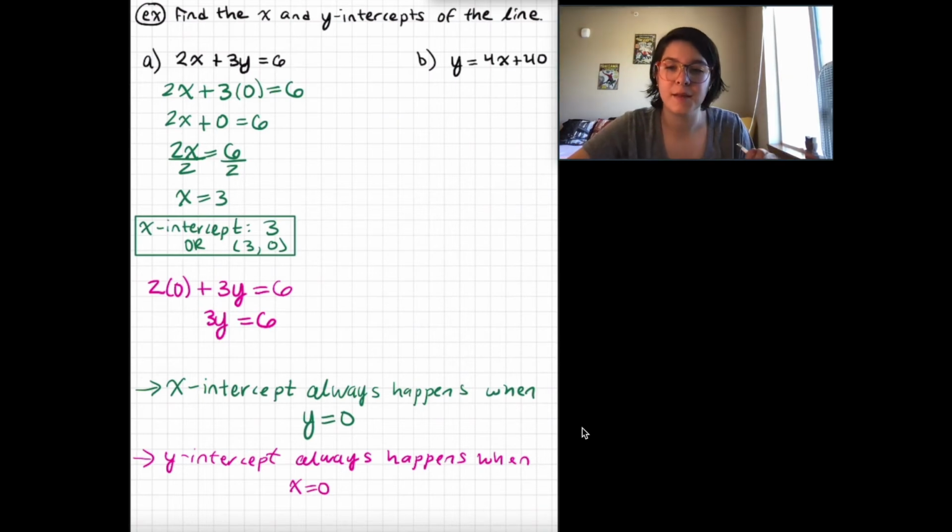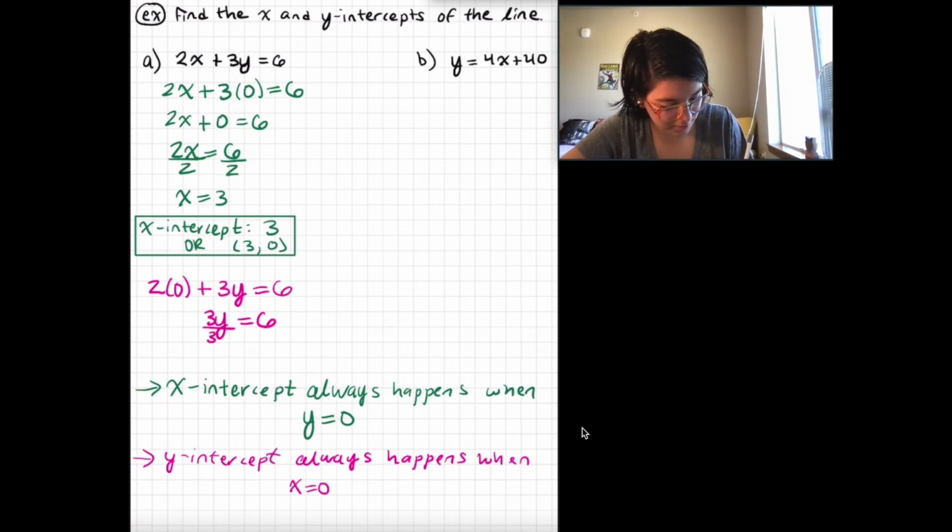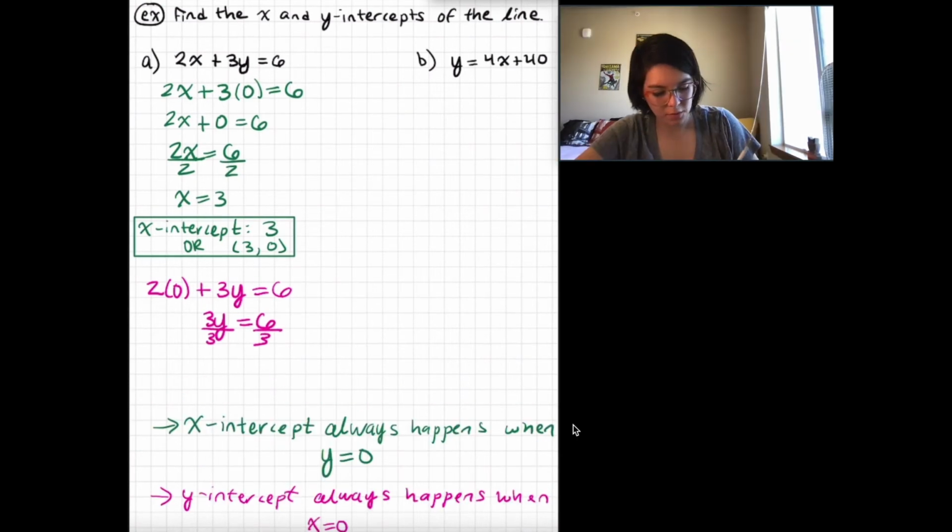We have 3 times y. Inverse operations tells us we should divide by 3. So we have y is 2. Or we can write this as the point 0, 2. And that is our y-intercept.